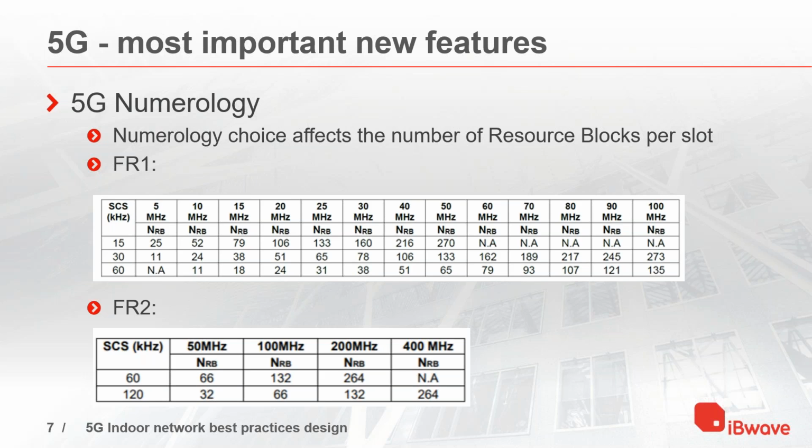So the question there is, why do we not see more numerologies? I'm mentioning here numerology 0, which is 15 kilohertz, numerology 1 which is 30 kilohertz, subcarrier spacing of 60, which is 2, and then finally 120, which is 3, but there is 4 and 5. This is taken from 3GPP documents, and they have defined it like this. So I'm just reporting what I'm seeing from the official document.